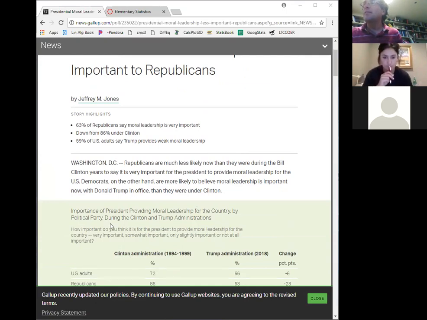Has that gone down? And again, the survey question was, how important do you think it is for the president to provide moral leadership for the country? Very important, somewhat important, only slightly important, or not at all important. And they looked at the percentage of people who thought it was important. And we want to find out whether it has gone down for the Trump administration versus the Clinton administration.